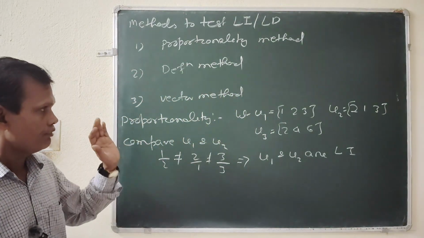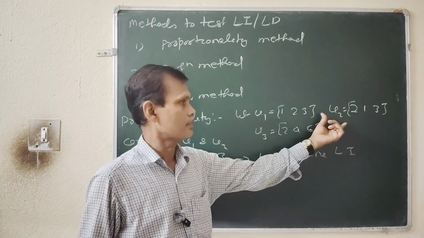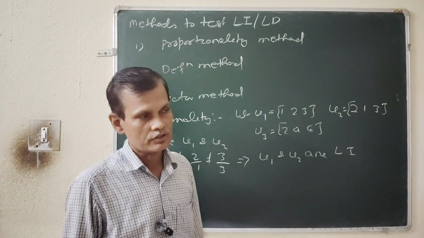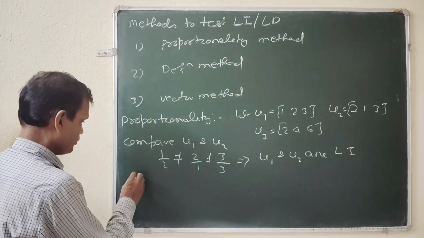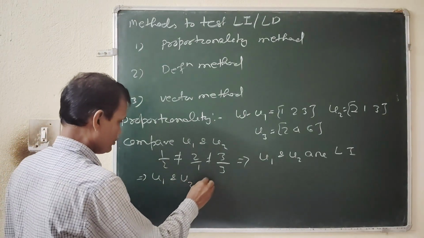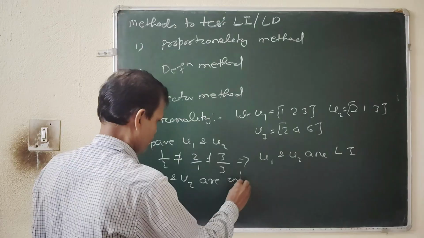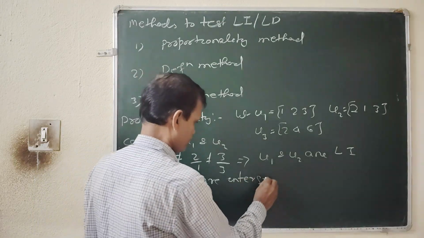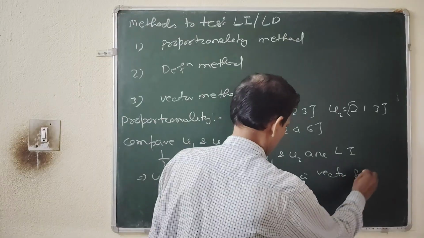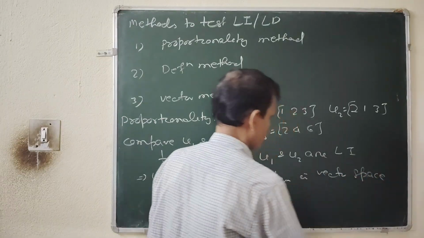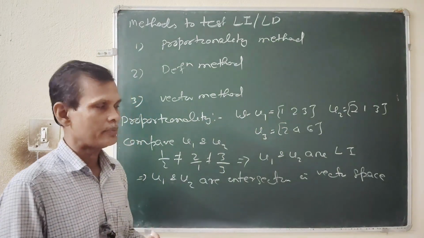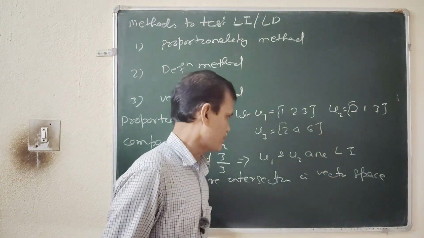That means if we consider these two vectors in three-dimensional vector space, these two vectors will cut each other. So the geometrical significance of linear independence is that v1 and v2 are intersecting in vector space. In three-dimensional space, these two vectors will intersect. That is the geometrical significance of linear independence.